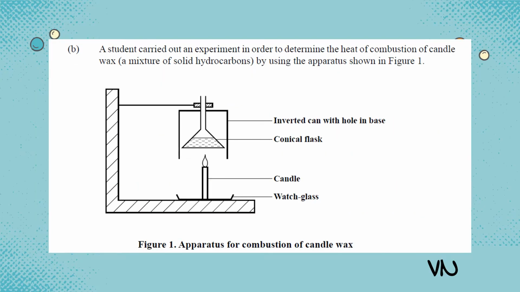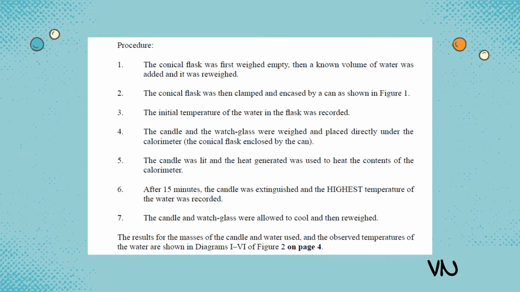Part B of the question reads that a student carried out an experiment in order to determine the heat of combustion of candle wax, which is a mixture of solid hydrocarbons, by using the apparatus shown in the figure below. The procedure for the experiment is given as shown on screen, and you're asked to take some readings from different apparatus and record them in a given table.